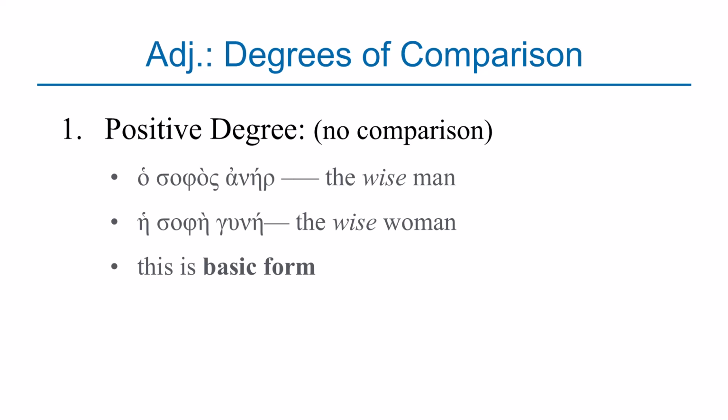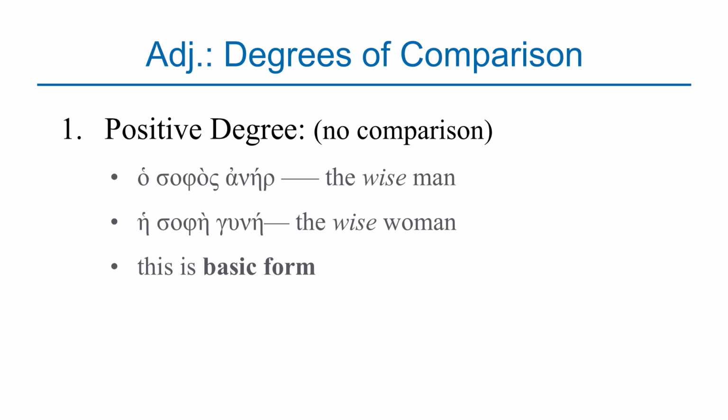For example, in the phrase ho sophos aner. Ho sophos aner. The word sophos means wise. That's the adjective there. It comes from the Greek word Sophia, and Sophia means wisdom. So you have the phrase ho sophos aner, and that phrase means the wise man. The word wise or sophos there is the adjective. And the adjective there is in the positive degree.